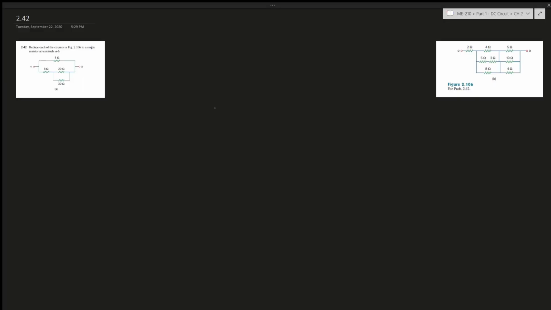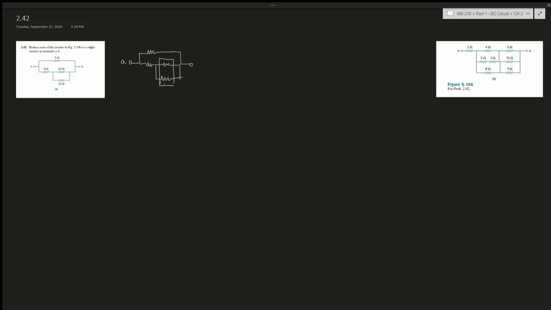Question 2.42 here. It says reduce each of the circuits in the figure to a single resistor at terminal A and B. Okay, so we're going to work on A first. This is pretty straightforward, right? We're just simplifying resistors over here. Nothing new, right? This is B, and then here we have it.